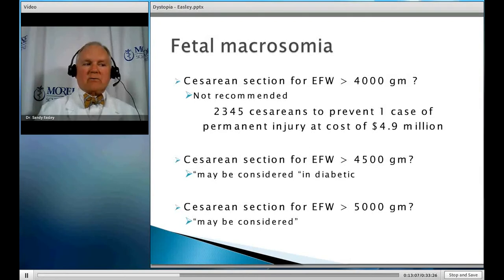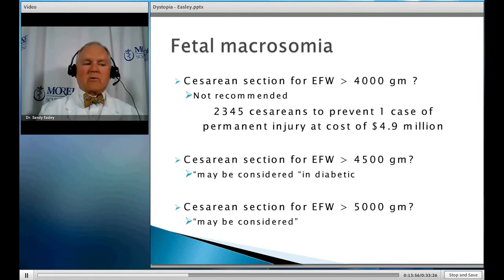The question then arises whether there is a level of macrosomia sufficient to warrant an elective cesarean section to avoid a shoulder dystocia and a potential brachial plexus injury. Several studies have looked at the risk-benefit of cesarean section at 4,000 grams. All found a marked increase in the number of cesareans necessary to prevent just one case of permanent brachial plexus injury. One of the cost-benefit studies found that an additional 2,345 cesareans at a cost of almost $5 million in healthcare dollars would be necessary to prevent just that one case of permanent injury.